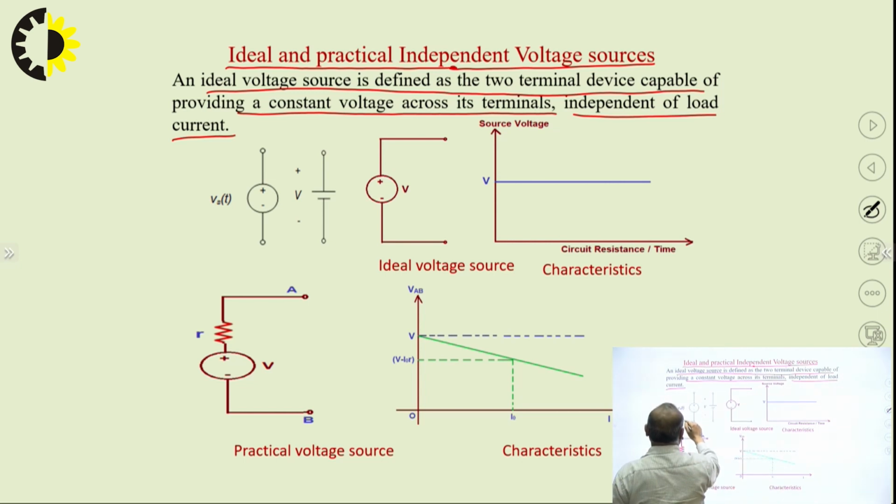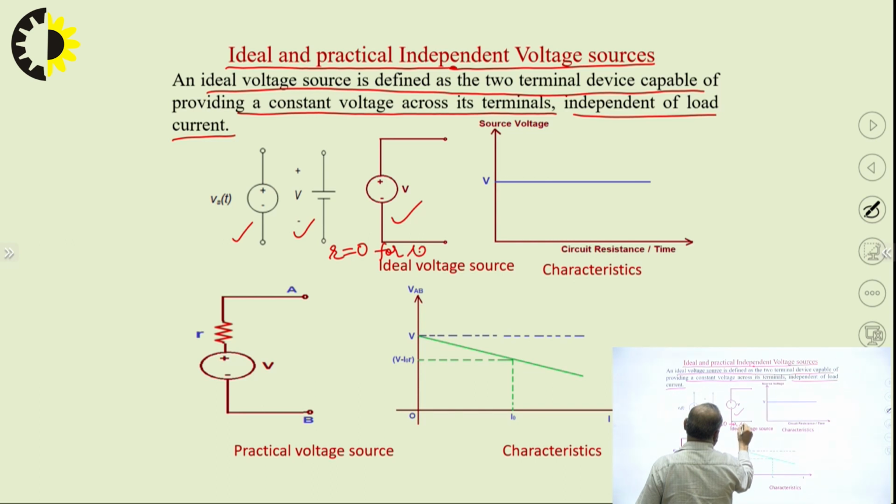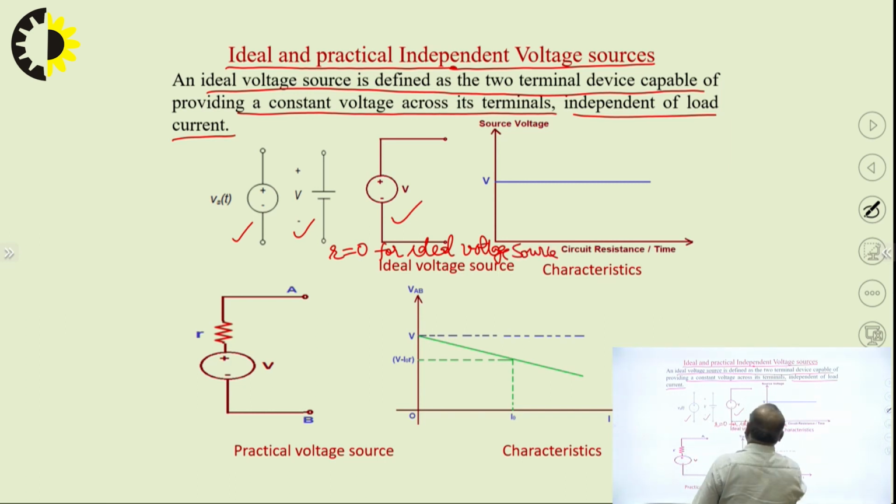This is the symbol for ideal voltage source, or this is also the symbol for ideal voltage source, or it may also be represented by this. What is the important point in this? In an ideal voltage source, internal resistance is 0. Internal resistance is represented by small r, which is 0 for an ideal voltage source. On account of that, the terminal voltage is constant. Whatever is the current passing through the source, the terminal voltage is constant for an ideal voltage source.